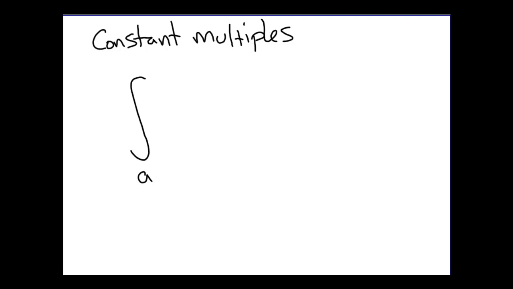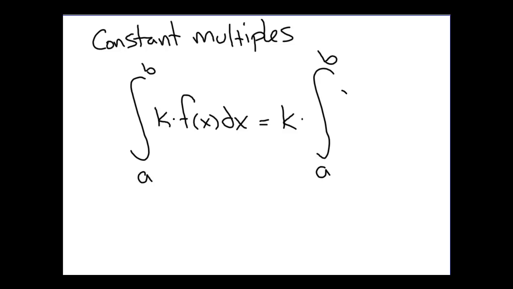Some more properties that we will be making use of later on. Just like with derivatives, we can worry about what happens if we have constant multiples in our integrals. So if I have the integral from a to b of some value k times f of x dx, if there's a constant in there, we can factor that constant out, and the result is just k times the integral from a to b of f of x dx. So this is a very useful idea if we have constants that are not useful to us in the problem and we are able to factor those out.